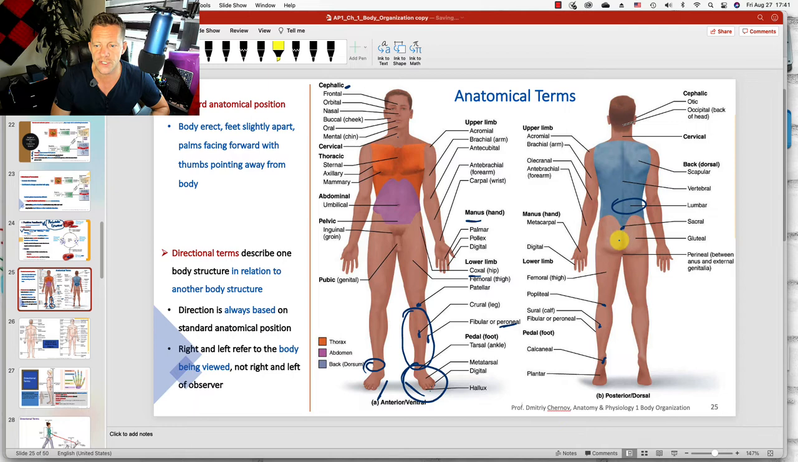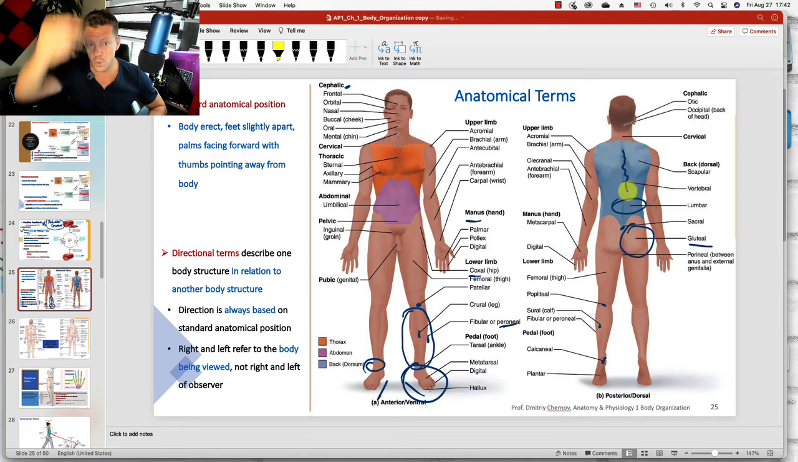Sacral, again, it's easier to look at in the skeletal system. Gluteal, the butt cheeks. Perineal, between the anus and the external genitalia, not used that much. Vertebral, that's where the vertebral column is, where the spinal cord is. Again, it's easier to look at in the skeletal system.